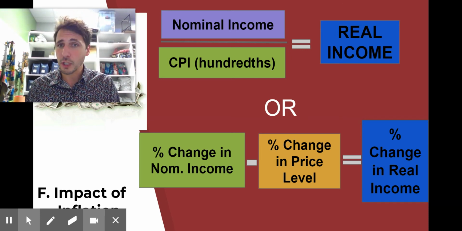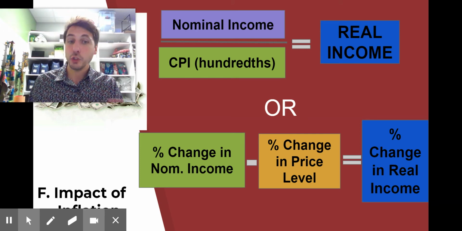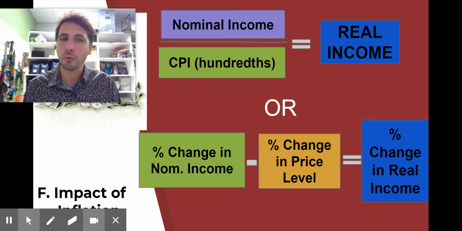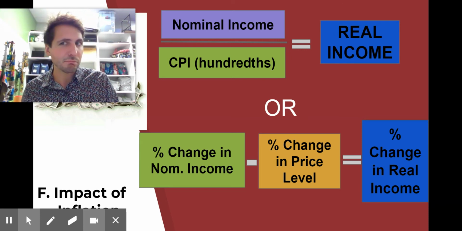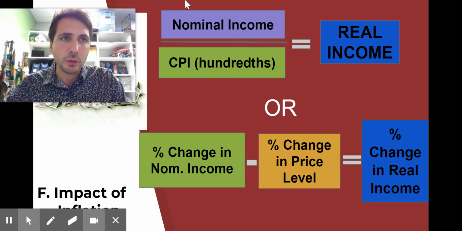Another way is if you have percent change, you simply take your percent change in nominal income. You got a 10% raise, and the percent change in price level went up 4%. What happened to your real income? Well, it went up by 6%. Okay? So let's check it out. Let's try this a couple times.